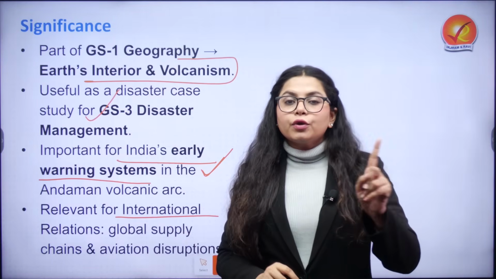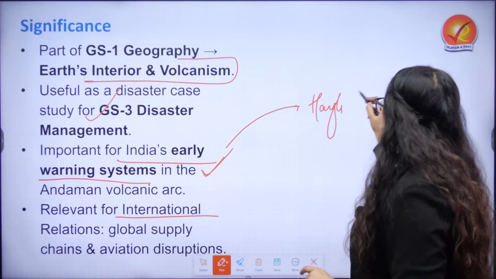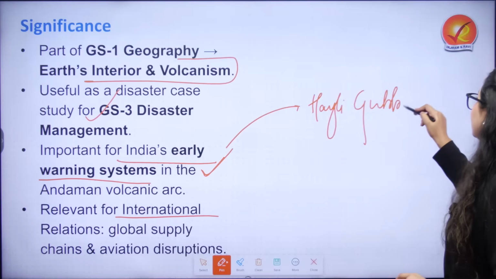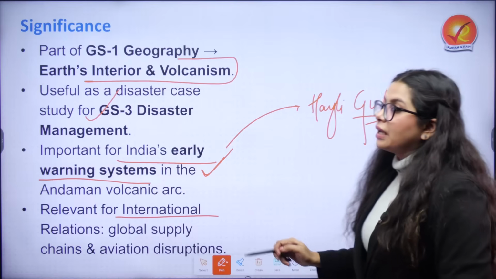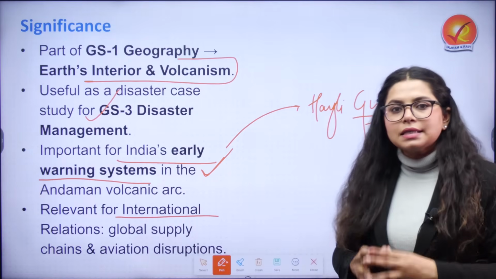aviation as well. If you want an example, you can take Haile Gubbi in Ethiopia, where the eruption led to supply chain disruption and also aviation disruptions. However, lahars were not seen in this particular scenario.